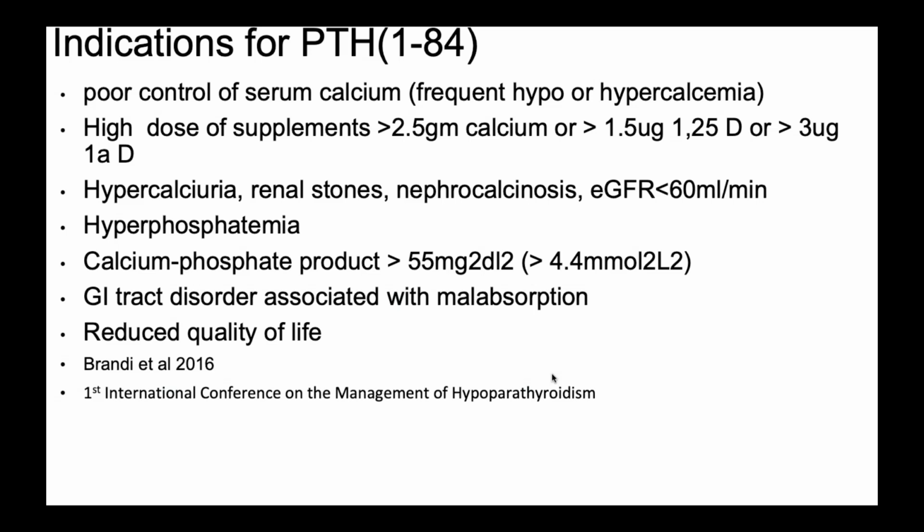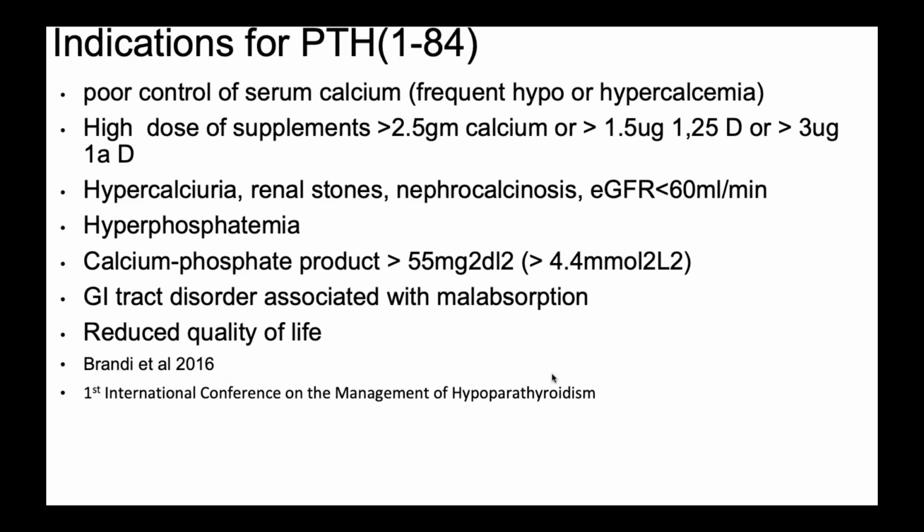If we can't get that phosphate down with a low phosphate diet and with phosphate binders, then we should definitely consider PTH. If the calcium phosphate product is high, definitely consider PTH 1 to 84. If patients have malabsorption or they can't comply with the high pill requirements with hypoparathyroidism, or they have poor quality of life, we should consider PTH 1 to 84.